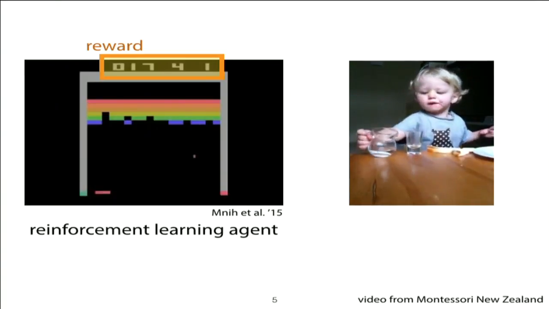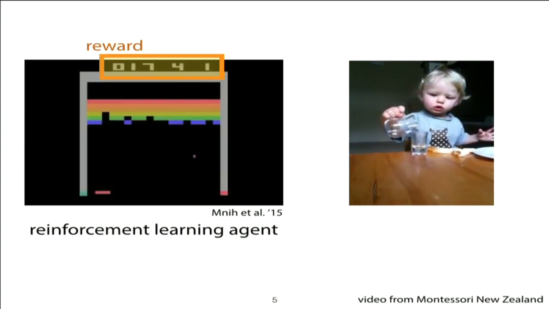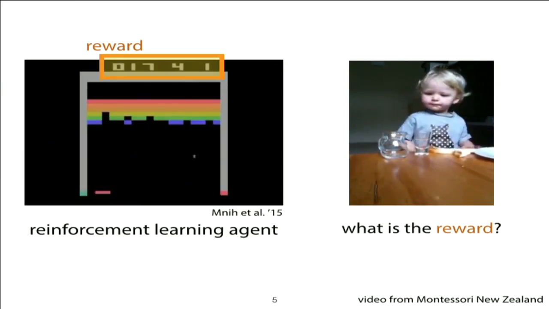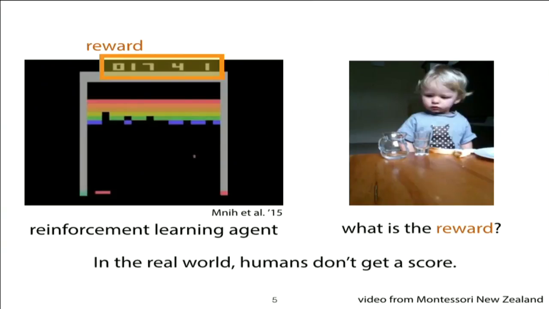But when you get into the real world, consider this scenario where this kid wants to pour water from a pitcher into a cup. What is the reward? It's not clear. There isn't any convenient extrinsic reward that exists in the world that gives feedback for this agent until perhaps when the kid drinks the water and is satiated by the water. And so the key takeaway here is that in the real world, humans don't get a score for every action that they're taking and don't get feedback over the course of their life. There is no very clear extrinsic reward.